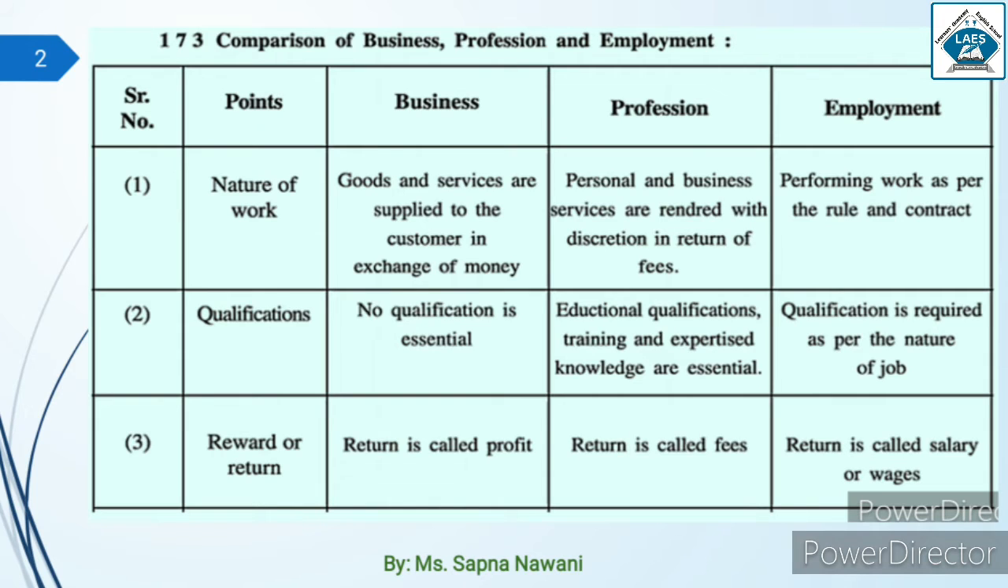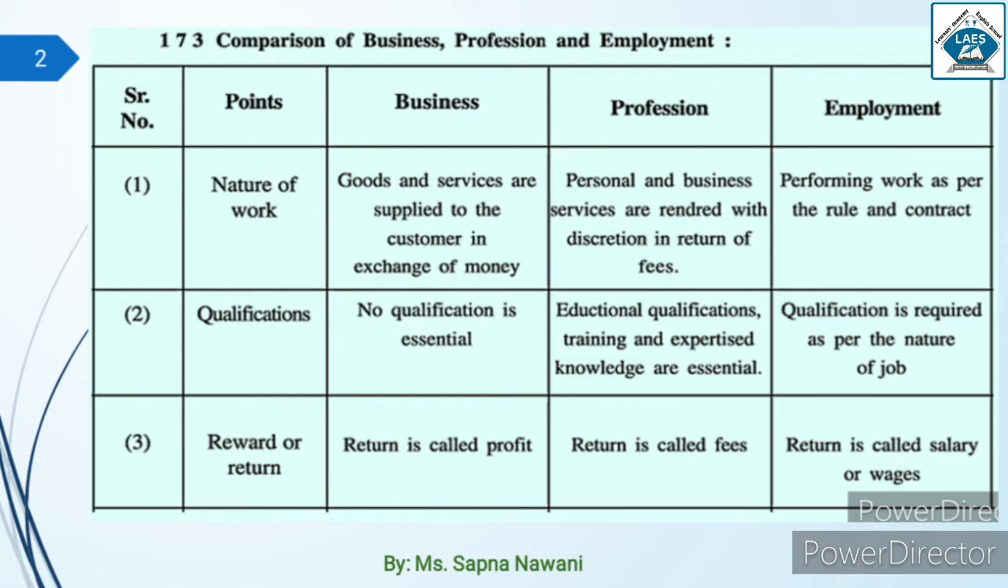Second point is qualification. For establishing and performing business activities, qualification is not essential. In profession, specialized educational qualification, training and expert knowledge is essential. And in employment, qualification is required as per the nature and requirement of work. Third point, reward or return.